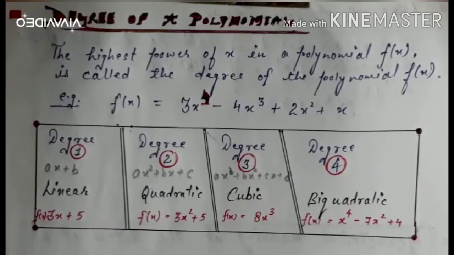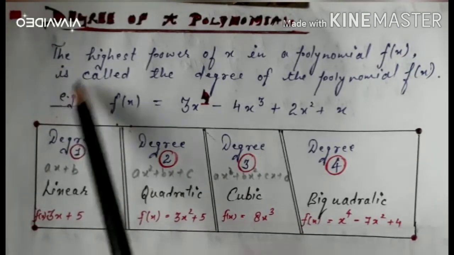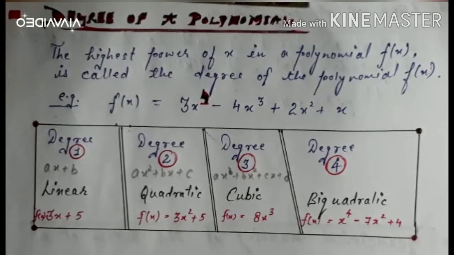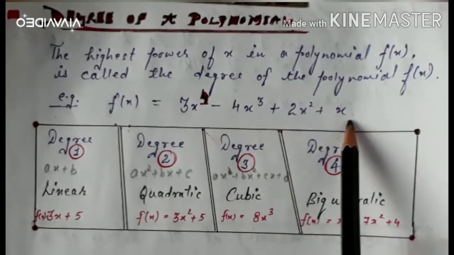We have studied what a polynomial is. Now come to the next point, the degree of the polynomial. What is the degree of a polynomial? The degree is the highest power of the variable. You can say that the highest power of the variable in any polynomial is known as the degree of the polynomial.